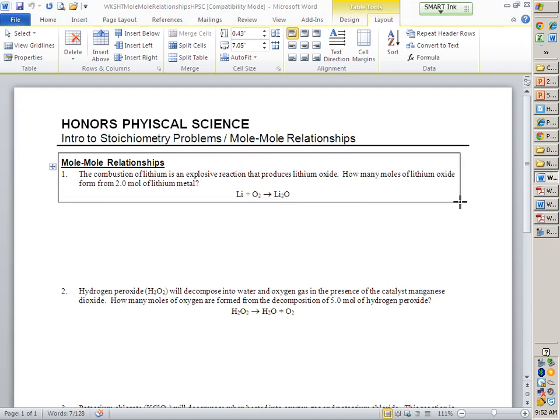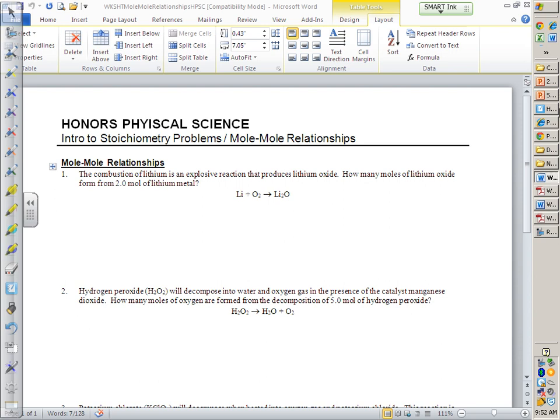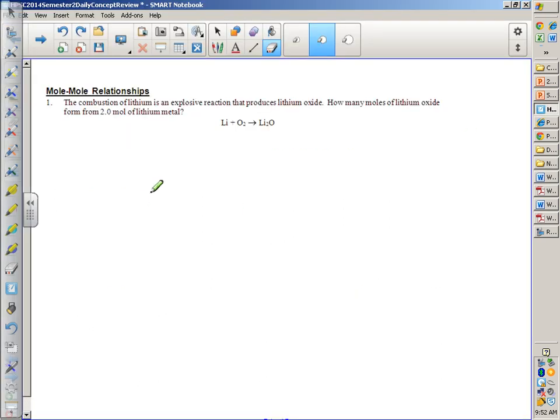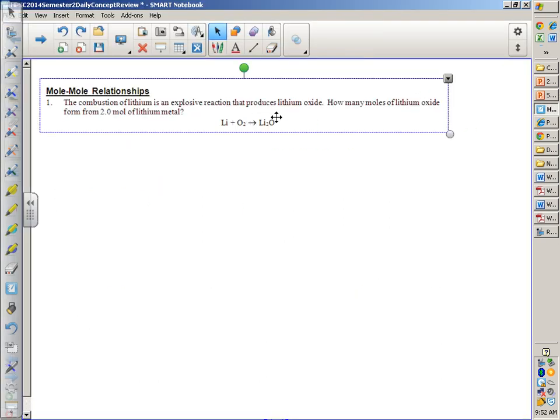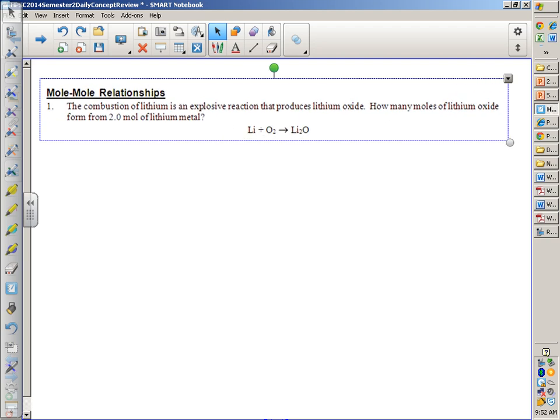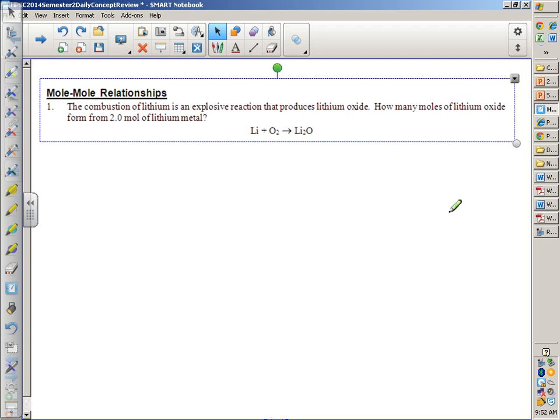If you did it for homework last night, great. If you didn't, we're doing it now. So, all right. So it says the combustion of lithium is an explosive reaction that produces lithium oxide. How many moles of lithium oxide form from 2 moles of lithium metal?